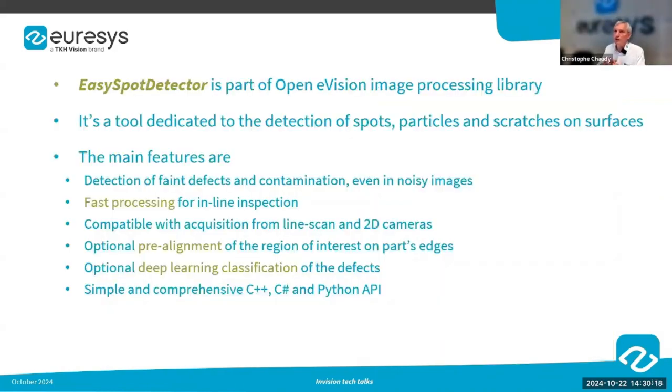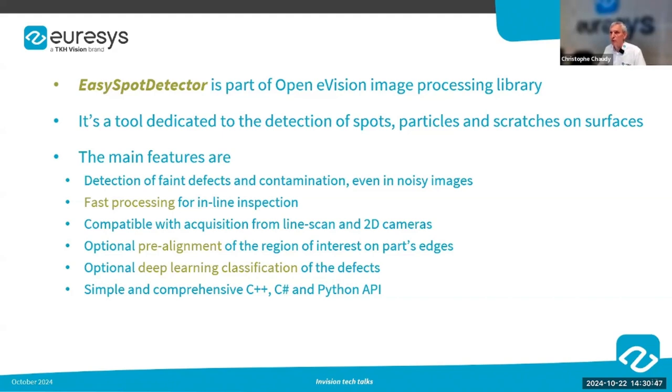The capability of SpotDetector is typically the feature to find faint defects and contaminations on noisy images. So if your image is noisy, if the background is not uniform, if there is some texture on the image, and there is some contamination, defects, scratch, hole, EasySpotDetector can handle that.